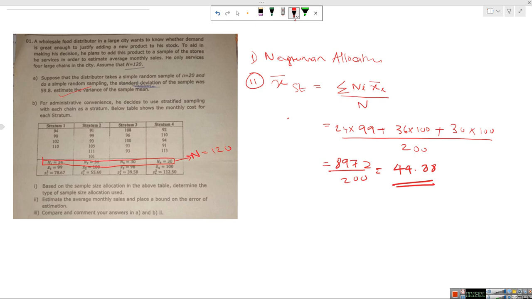Estimate the average monthly sales and place a bound on the error of estimation. So now we have to calculate this variance of X bar stratified. For that we have studied an equation. Oh wait, there cannot be this much variation. We have made some mistake, I think. We have calculated correctly, but there might not be this much variation in the mean, right?